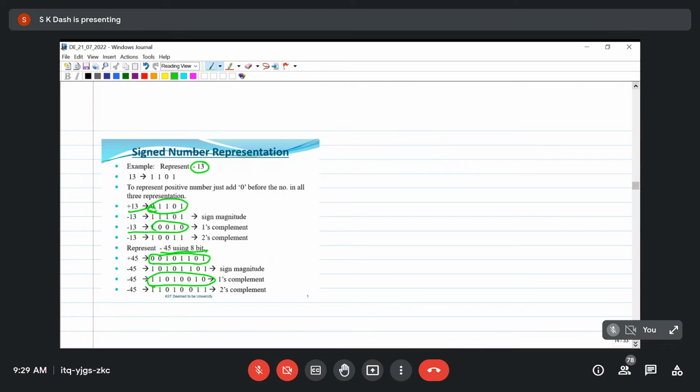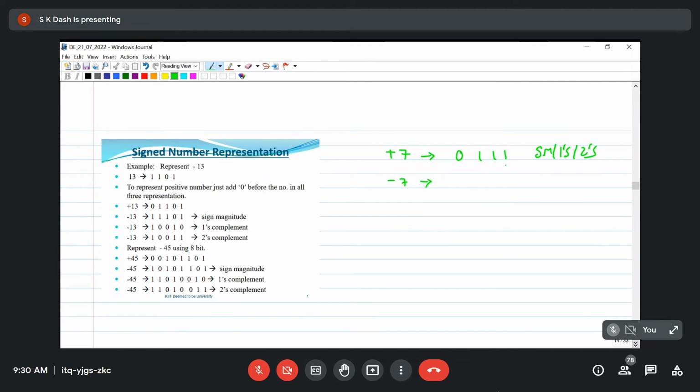We can go for the next one, which is called 2's complement representation. It is similar. Again take the same example of plus 7, which is 0111. So the plus number remains the same for all representations: sign magnitude, 1's complement, and 2's complement. Now to represent minus 7, you need to take the 2's complement of this number.